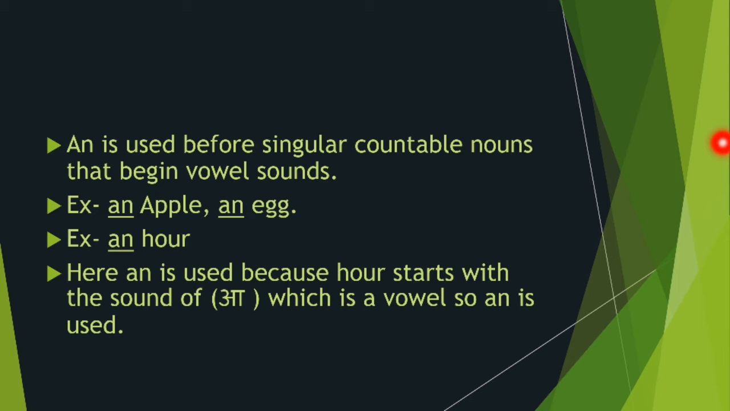So whenever you have to use a or an, first of all you have to check the sound that is coming from the beginning of the word. Okay, उस word की starting में कौन सी sound आ रही है, that you have to check. If it is a vowel sound, then you will use an, और अगर vowel sound नहीं है, then you are going to use a. Okay?